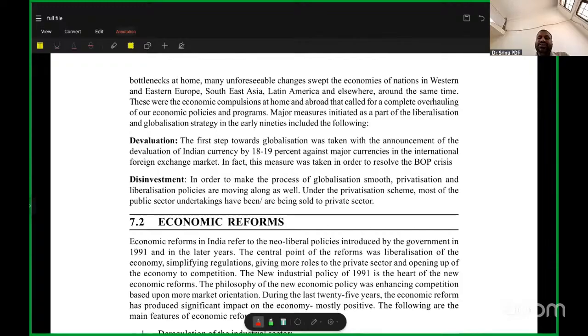In this situation, we faced devaluation and disinvestment. Devaluation means the first step towards globalization was the announcement of devaluation of the Indian currency by 18 to 19% against the major currencies in the international foreign exchange market. In fact, the measure was taken to resolve the balance of payment crisis. Disinvestment means withdrawal of investment, to make the process of globalization, privatization, and liberalization policies smooth. These are very simple terms to discuss.